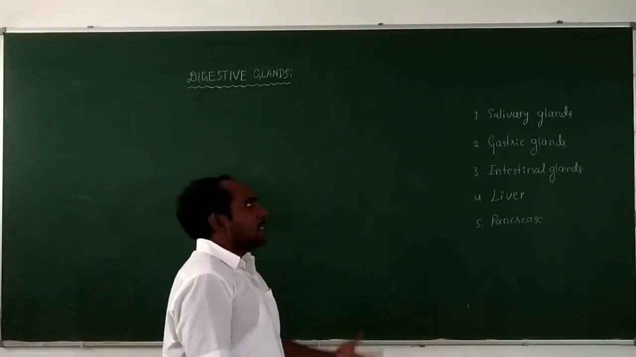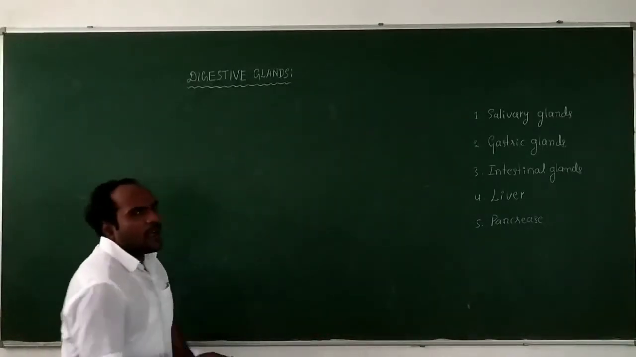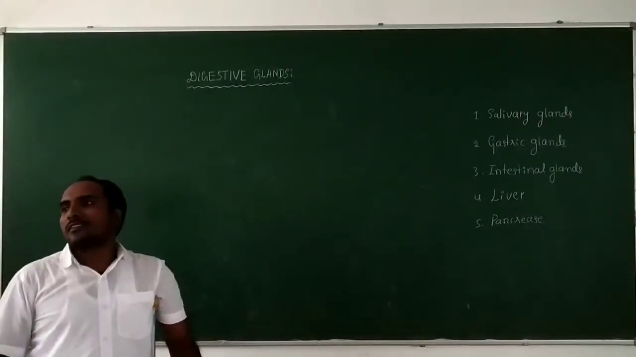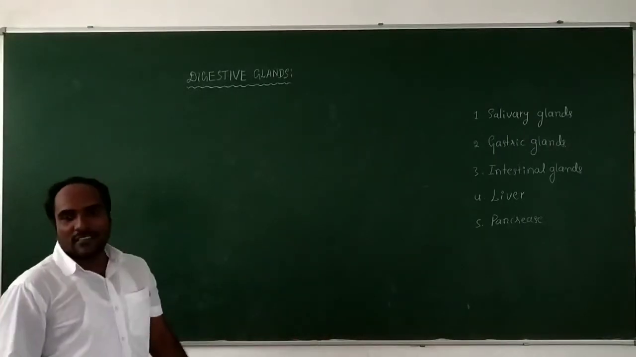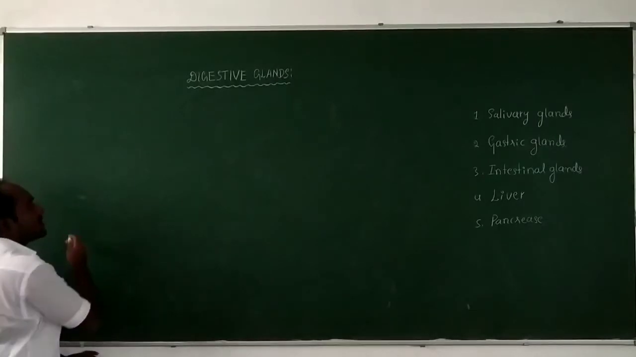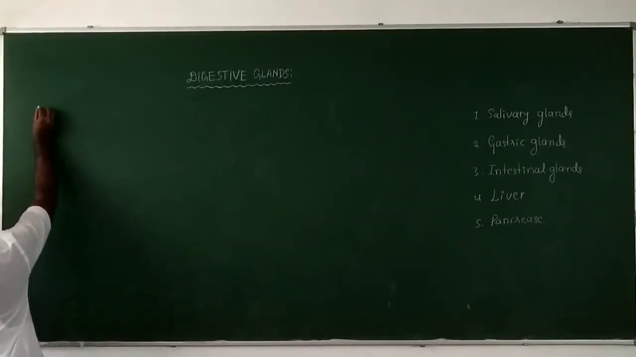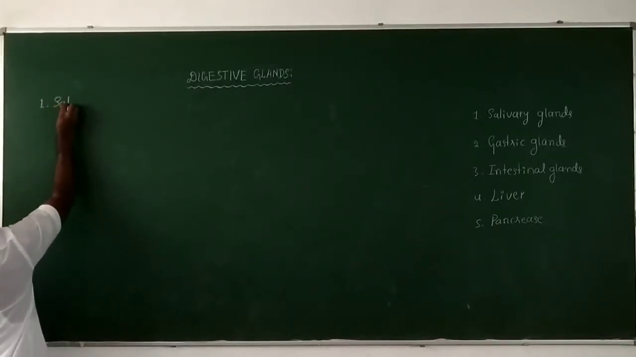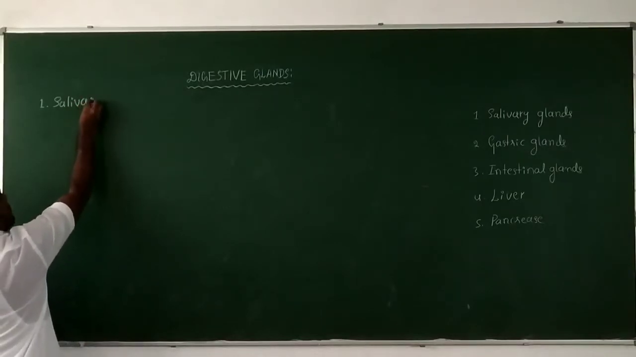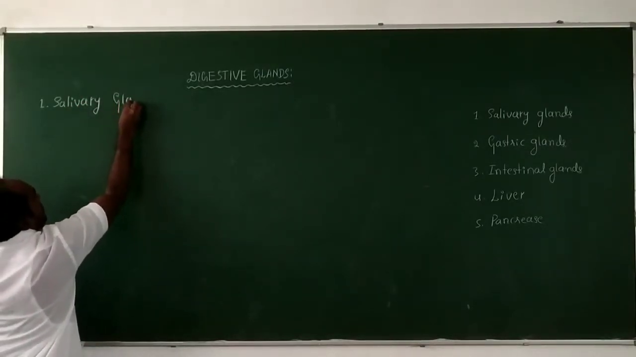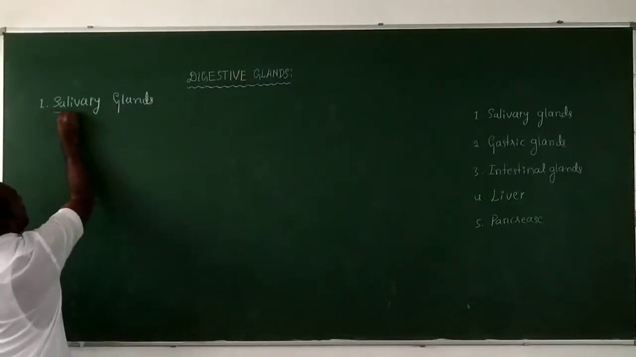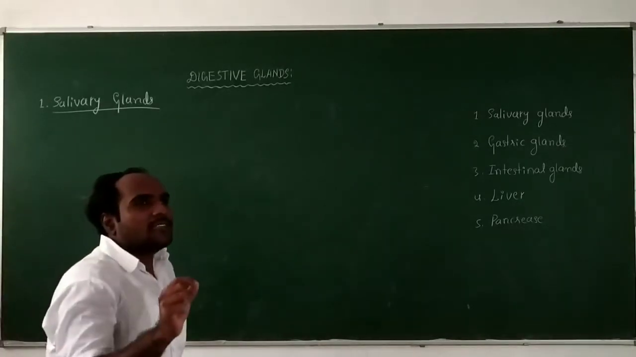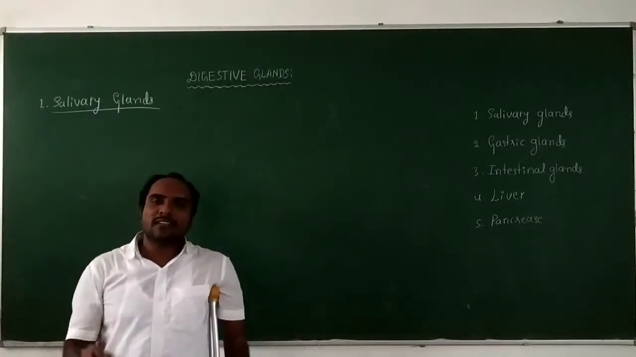Okay, now let us study salivary glands. What they are going to secrete, what those juices are called, and what those juices contain, that we are going to study in this class. Okay, see here, first we will discuss salivary glands. Salivary glands means what? These are the digestive glands which are present in the mouth cavity.